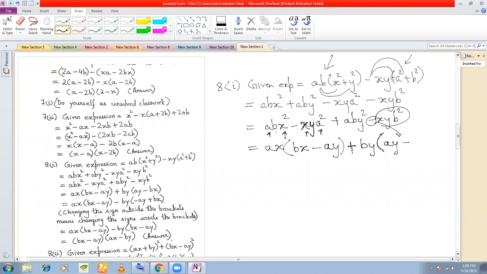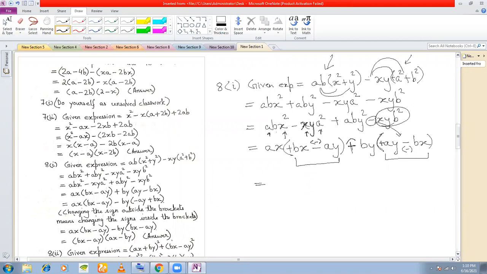And from this one, xyb square, I'm taking out by. So what am I left with? Only bx. Now look, are these two the same? They don't look the same, but they are somewhat the same, because if you see, there's a plus bx here, there's a minus bx here. There's a plus bx here, there's a minus ay here, and there's a plus ay here. That means the terms are the same, they differ only in the sign.